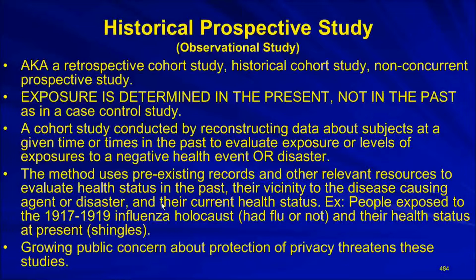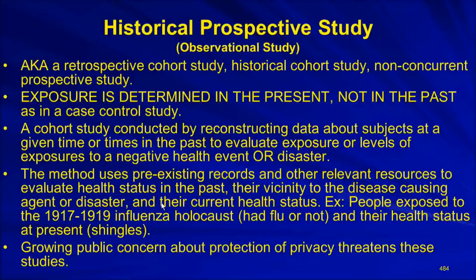Now, these studies are done less now because of the growing concern about protection of privacy. But they tell us a lot. For example, I think it's important to know that people in 1917 through 1919 had influenza, and as a result of that influenza, they had shingles. So that was a connection that we had noted between influenza and shingles. Okay, that covers really what I want to say about historical prospective studies.